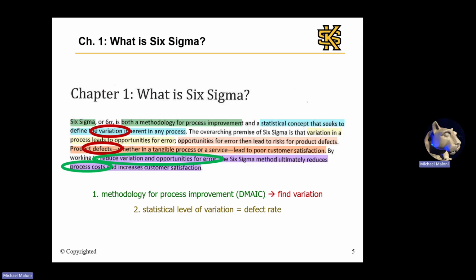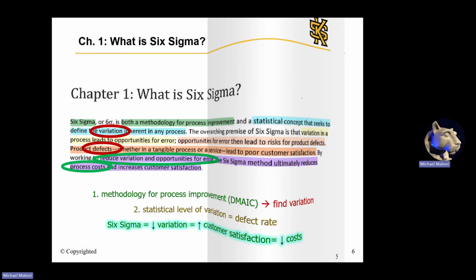So in the end, Six Sigma is a win on multiple levels. We can reduce process variation, which means increasing consistency, having fewer defects, and that will lead to higher quality, which improves customer satisfaction and lowers our organizational costs.